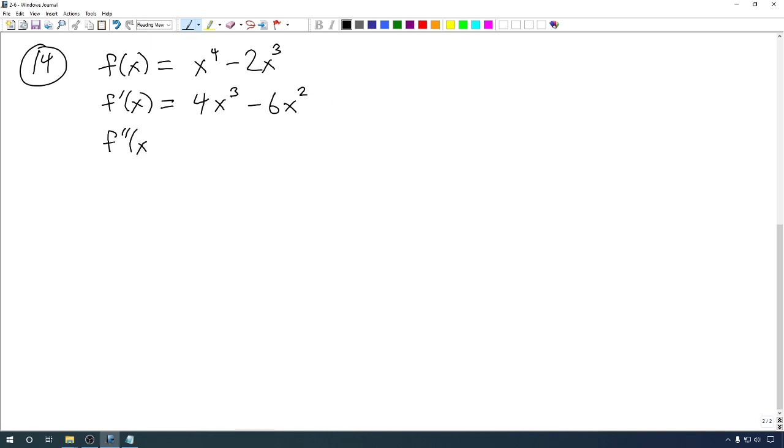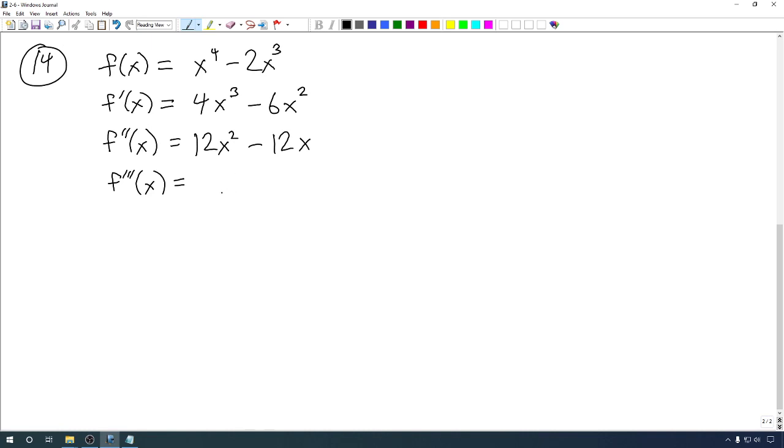Now we move on to the second derivative. We differentiate this a second time. We bring down that 3. So 4 times the 3 gives us a 12. And now the power of 3 gets changed to a 2. Here, the 2 comes down. 6 times 2 gives us a 12, another 12. And then 2 lowers down to a 1, or just x.